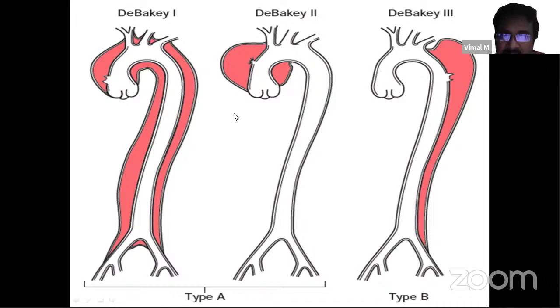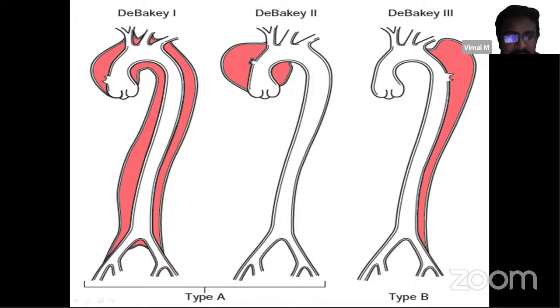First, we are seeing the DeBakey classification. In DeBakey type 1, both the ascending and descending aorta are involved. In DeBakey type 2, only the ascending aorta is involved. And in DeBakey type 3, only the descending aorta is involved.